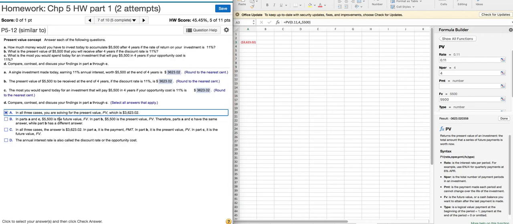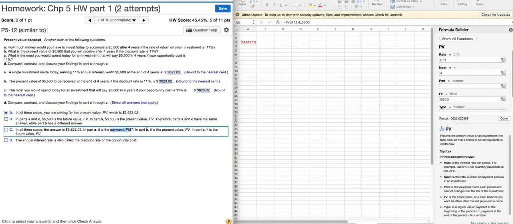Well, that's not correct. The $5,500 is the future value in all three parts, A, B, and C. And in C here, it says in all three cases, the answer is 3,623.02. In part A, it is the payment. In part B, it is the present value. And C, it is the future value. So that's incorrect. We are calculating, again, in all three cases, the present value. So the 3,623.02 is the present value in all three. And finally, it says the annual interest rate is also called the discount rate or the opportunity cost. So yes, there's just three different ways of calling rates, all synonymous.